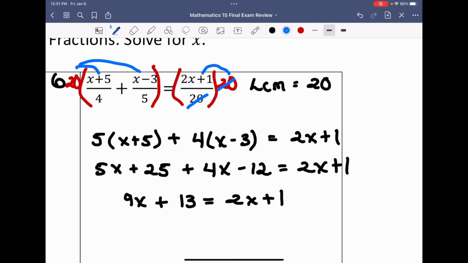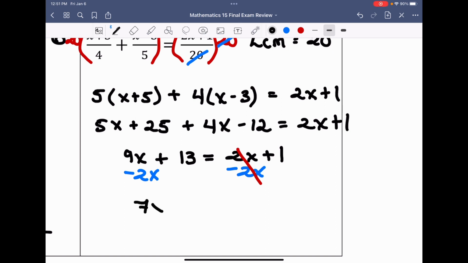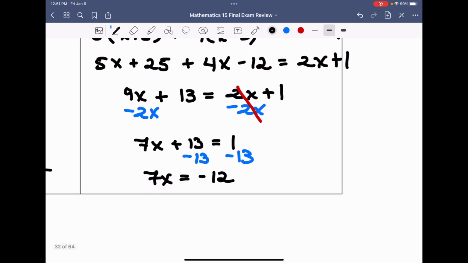Okay, to keep the x's positive, I'm going to subtract away the smaller amount of x's. And when I subtract them, it's going to eliminate from the right, and I'm going to be given 9x minus 2x is 7x, and then plus 13 is equal to 1. Now, I have to get rid of that number that's attached and use the opposite operation, so subtract. I get 7x is equal to negative 12. And then from here, I'm going to realize that I have to divide away that 7. That's the coefficient on the x term. And therefore, my x answer is equal to negative 12 over 7.